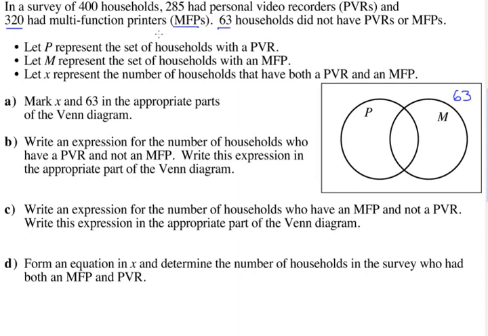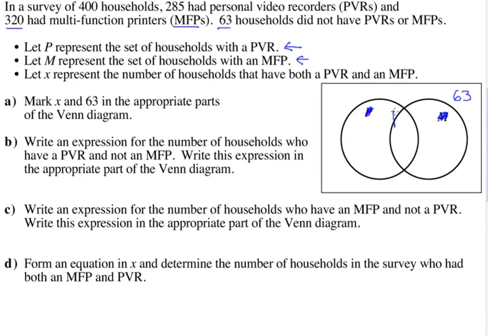Big P is the households that have a PVR. I don't really like the way they define this because if they're talking big P, that covers this entire circle, including the overlap part. And this M that they're talking about covers everybody with a multifunction printer. That's everybody in this whole circle, including the overlap. Those are not very helpful variables to have. So I'm going to tweak this a little bit.